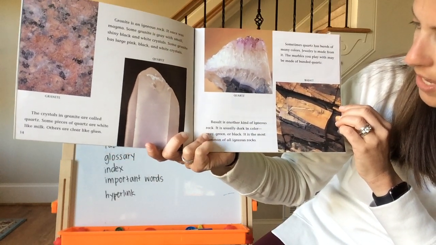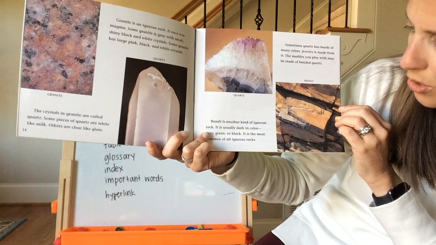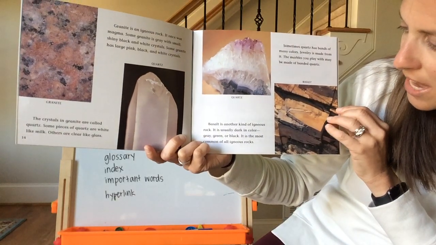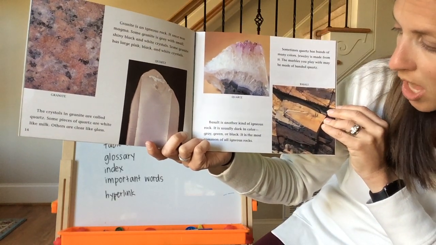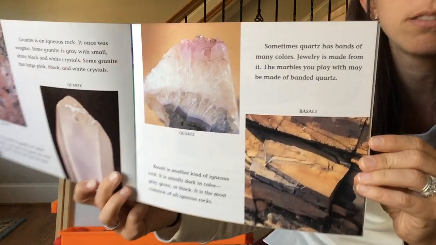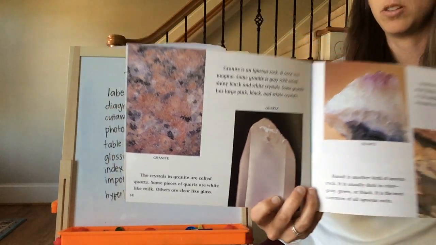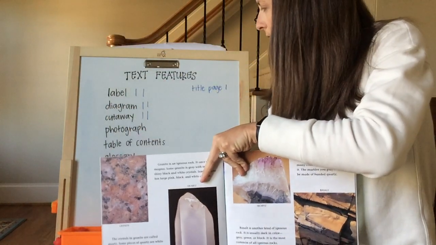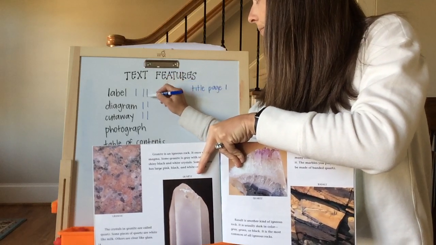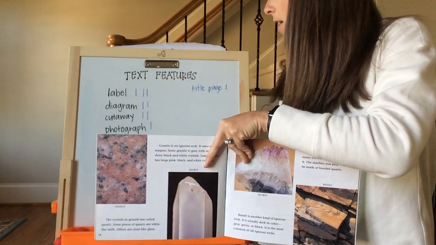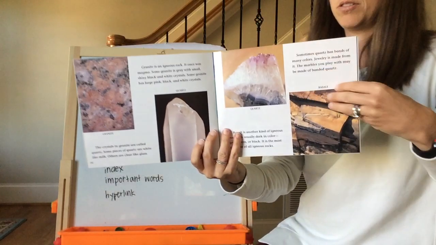Basalt is another kind of igneous rock. It is usually dark in color, gray, green, or black. It is the most common of all igneous rocks. So I'm seeing two different text features on these pages. I see labels again, and I also see photographs, real live pictures.